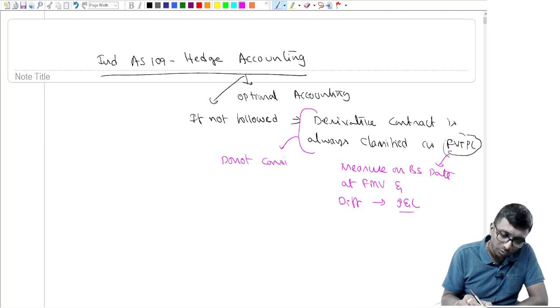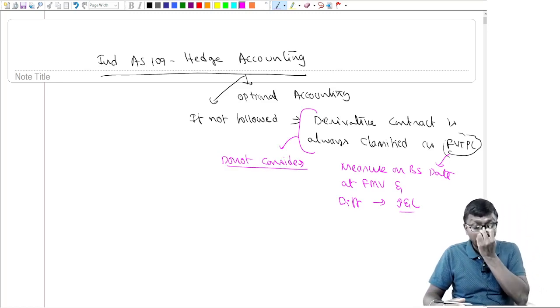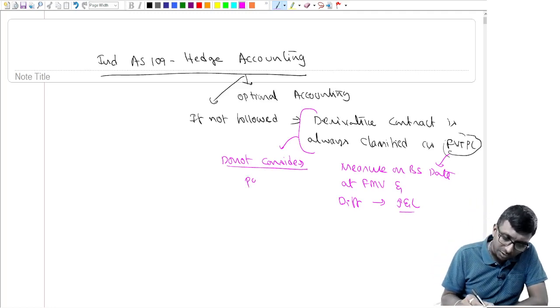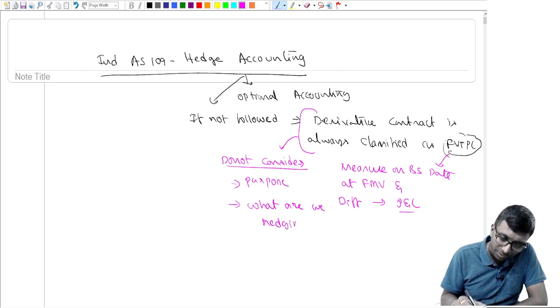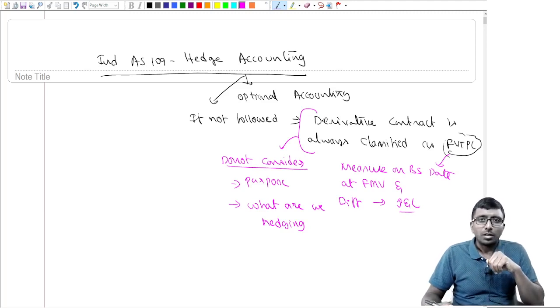What do we not consider? Why have you purchased it? Why did you enter into this derivative agreement? We do not consider the purpose, and what we are hedging. I mean, we do not consider the relationship between what you are hedging and the derivative.